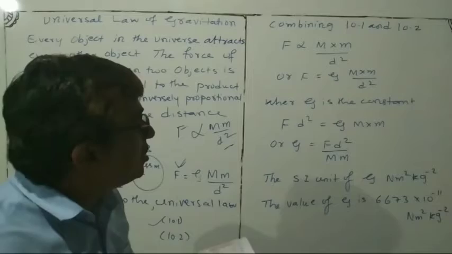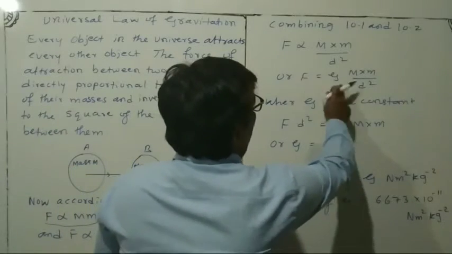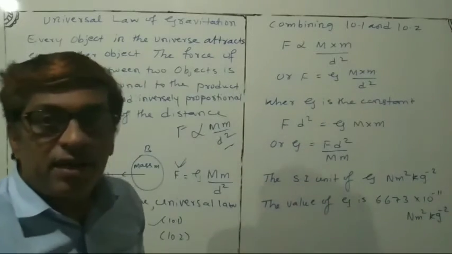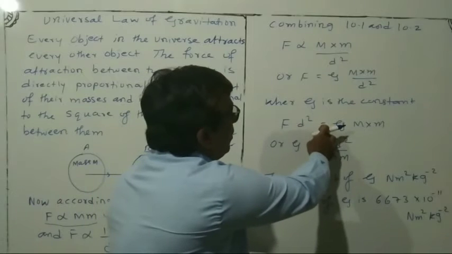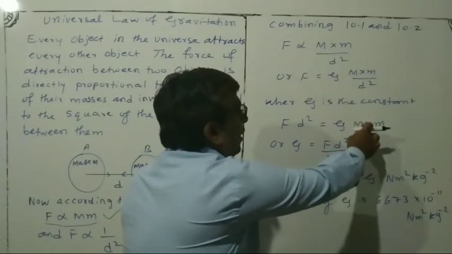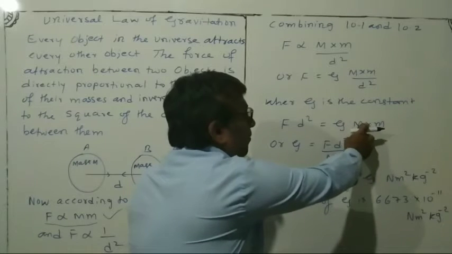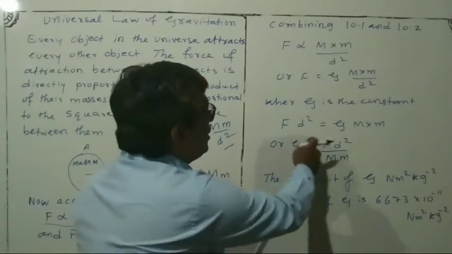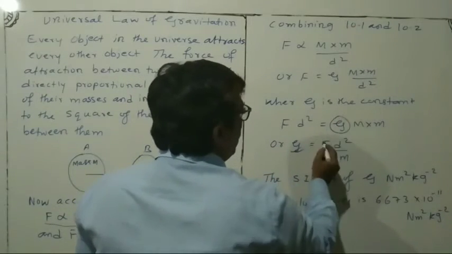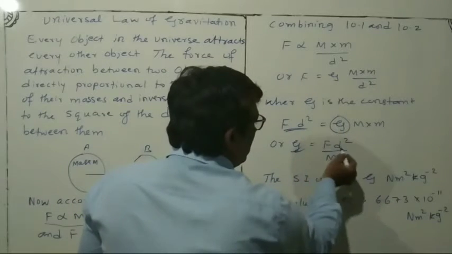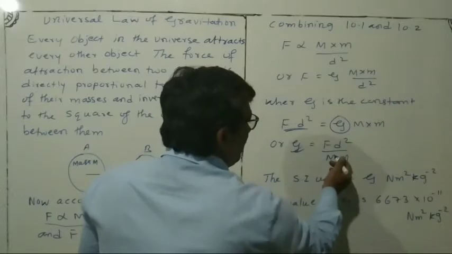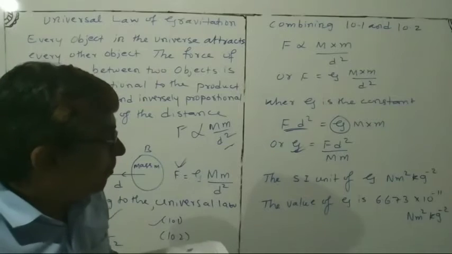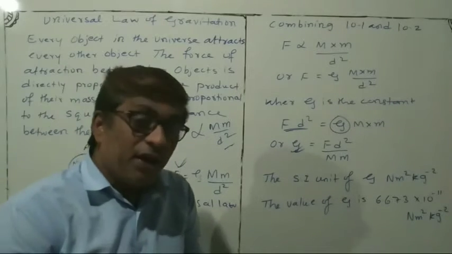By cross multiplication, what we got is F d square equal to G, the constant, multiplied by M multiplied by m. In this way you have to write it. Or G is equal to F d square upon M multiplied by m. In this way you can write.